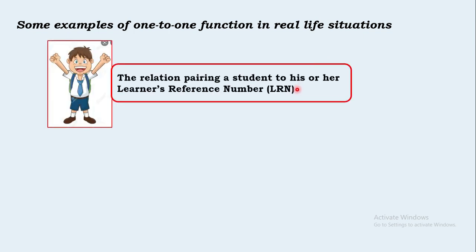We have number one. The relation pairing a student to his or her learner's reference number, or LRN. The LRN is also considered an ID number for students. So each student is assigned a unique LRN. Therefore, there should be only one learner's reference number for every student. Thus, the relation is a function. Furthermore, two different students cannot be assigned the same LRN. So one LRN should be given to only one student, or one LRN should not be given to two students.